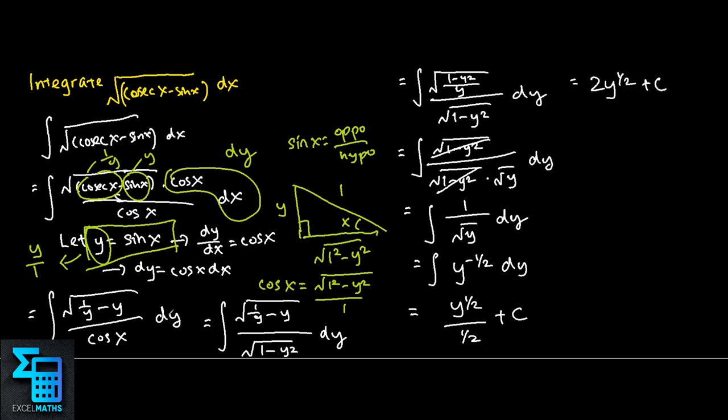And then we substitute y equals sine x back into the equation, and that will be equal to 2 sine x to the power of half plus c. Simplify this by changing the indices into square root form. So that is 2 square root of sine x plus c, and this is the final answer.